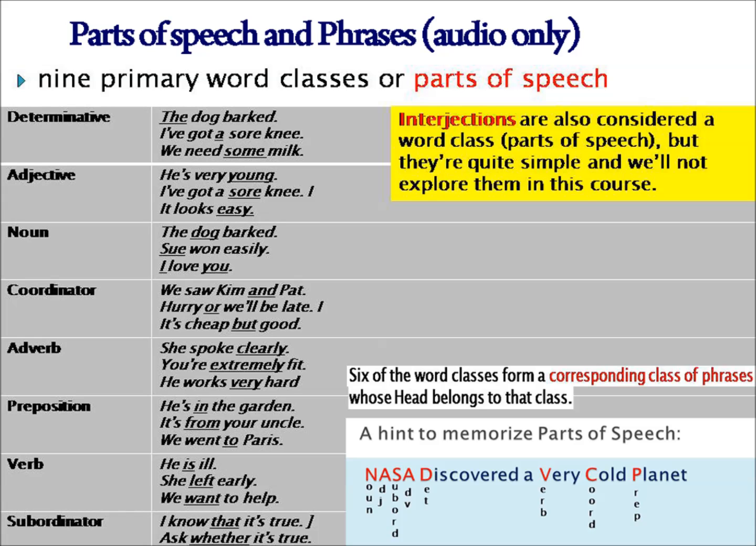So how can we analyze this? It was obvious that he was lying. Here we have: the students got ready for the test. Okay, let's analyze it. Is this canonical? The students, subject; verb, got; complement, ready for the test.